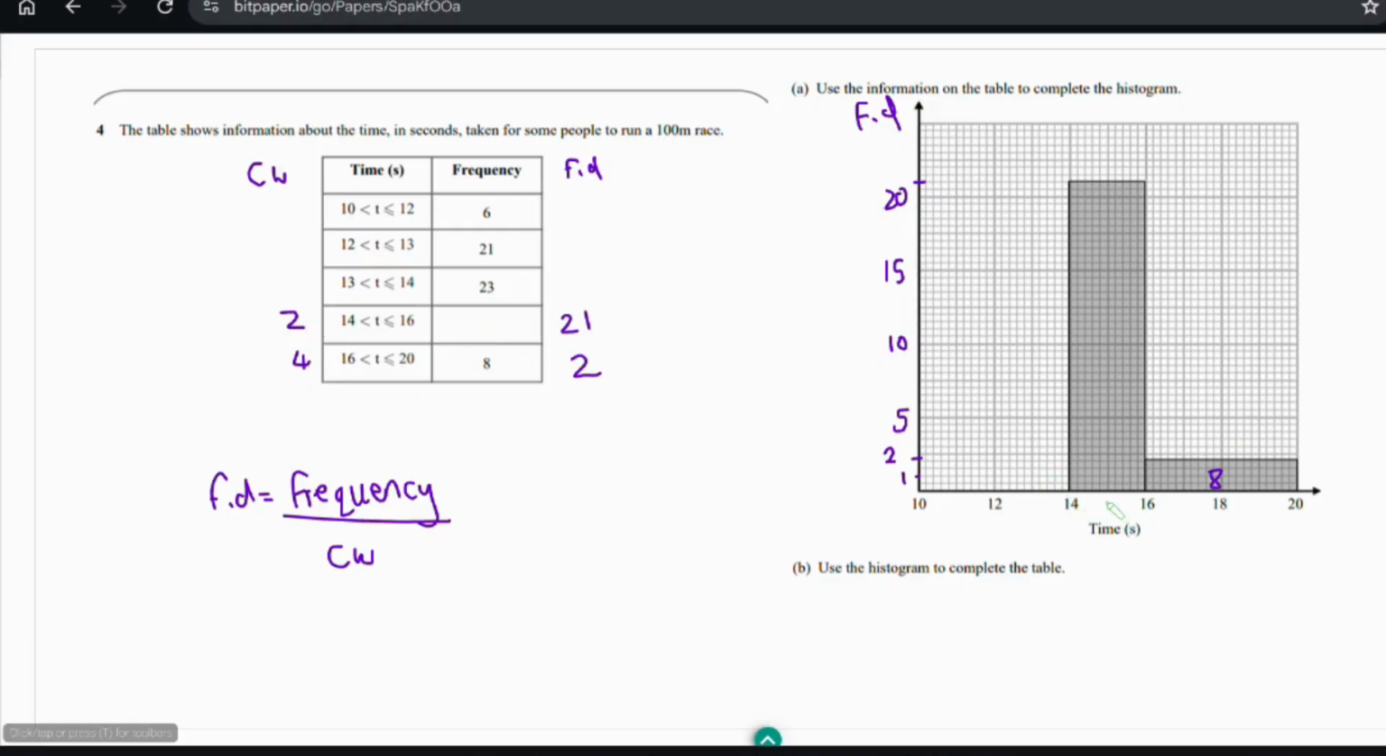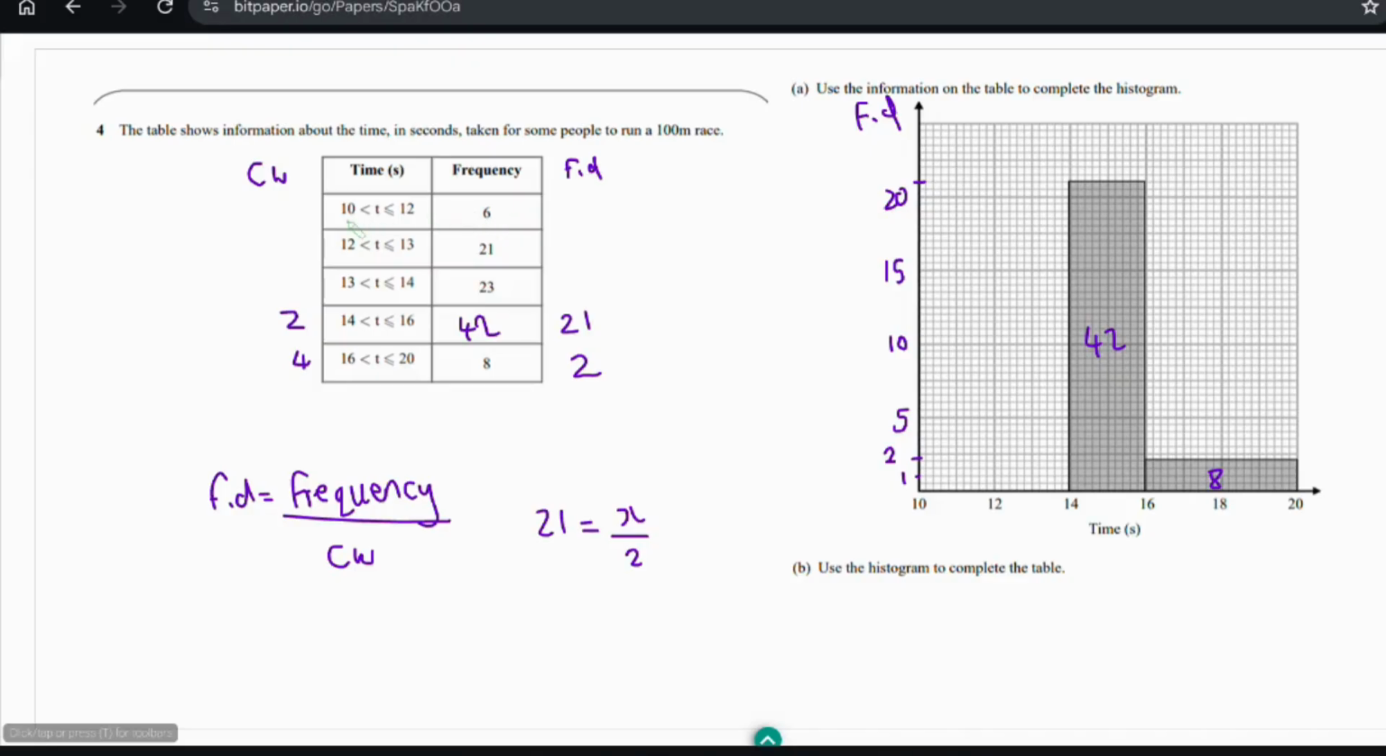So how do we work out the frequency? Base times height, 2 times 21, 42. We're just rearranging this formula. We could have rearranged the formula, but we know, don't we, that the area of the bar is a frequency. Frequency density is 21. Frequency unknown. Class width is 2. 2 times 21 gives you your missing value. Okay, well now we can draw the rest of our histogram.